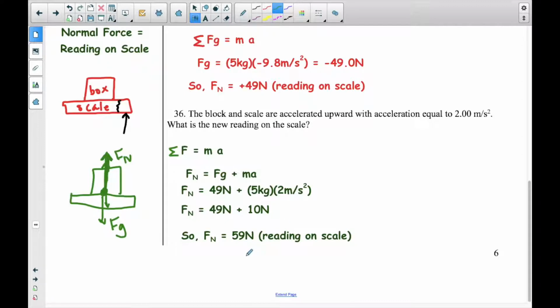So you stand on the scale, the elevator goes, and all of a sudden where you used to be 49 newtons, suddenly now you are 59 newtons because the elevator is pushing up on you with the acceleration. That only happens while the elevator is accelerating. We're going to get on the elevator in class, so you can hopefully see this a little bit better and maybe get a better grip on what's going on.